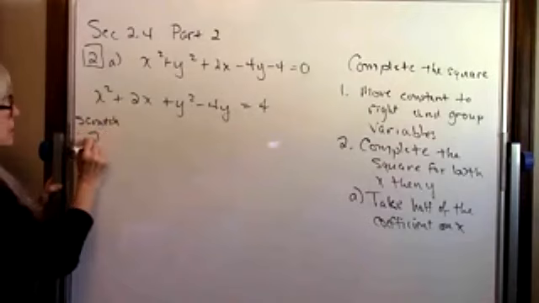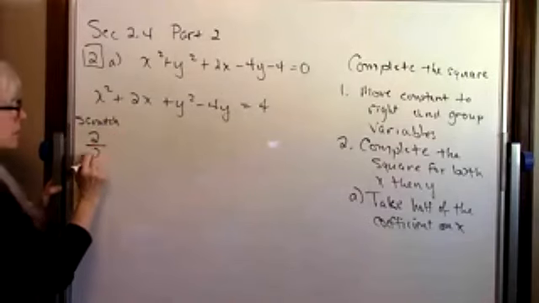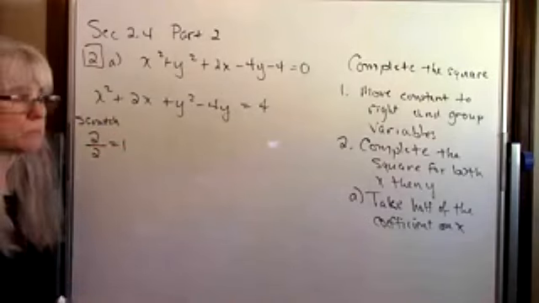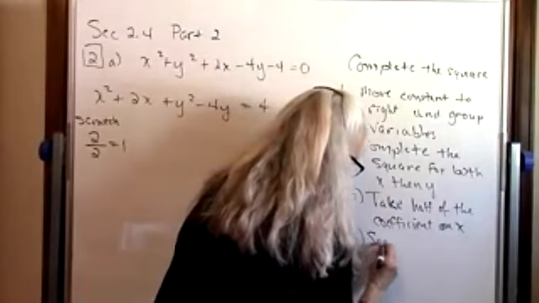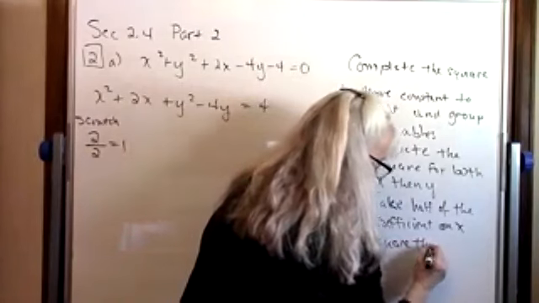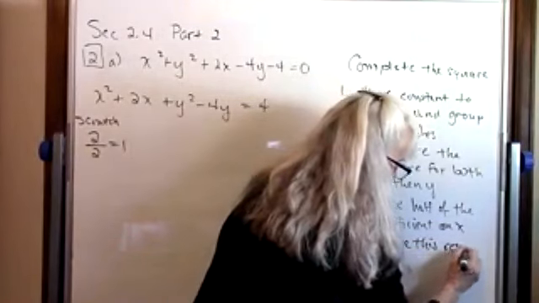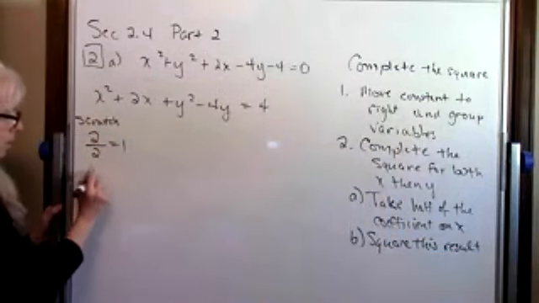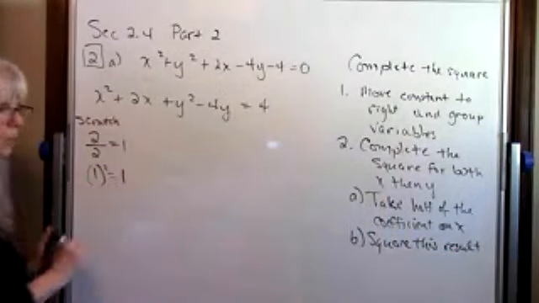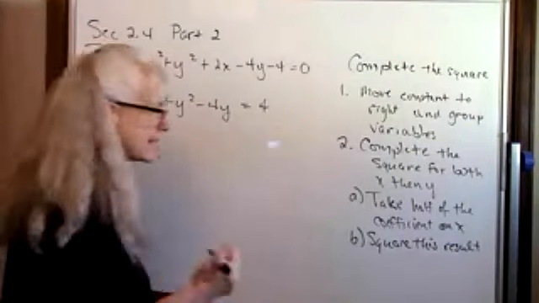So I'm going to take that 2, it's sitting on the x, I'm going to divide it by 2, and I get a 1. So I'm taking half of 2. I'm going to square this result. This is why it's called completing the square. So we're going to come in and take that 1. We're going to square it. 1 squared is 1, not very exciting. And we need to add it to both sides.